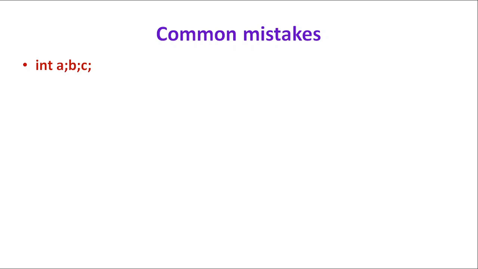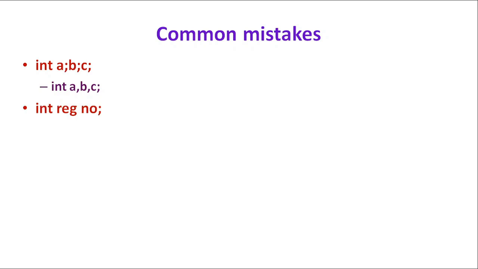In this declaration, semicolon is used instead of comma to separate the variables. This is the correct declaration. We should use comma to separate the variables and semicolon is needed only at the end of the declaration statement.